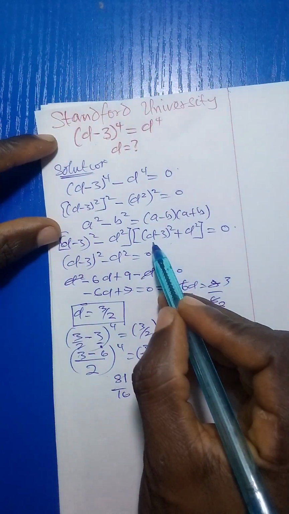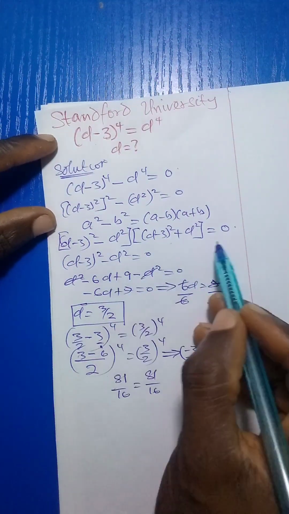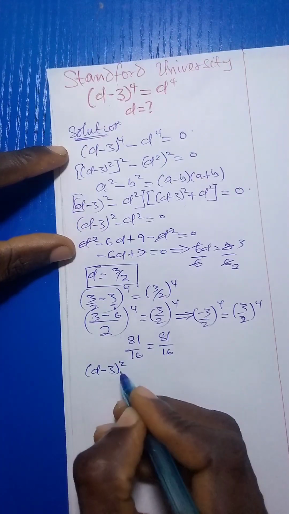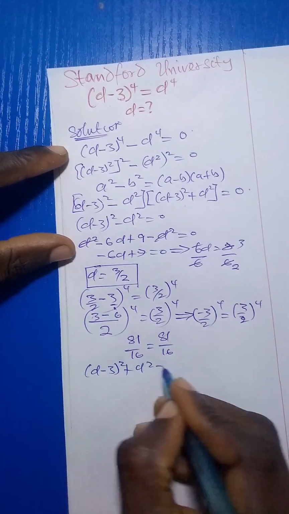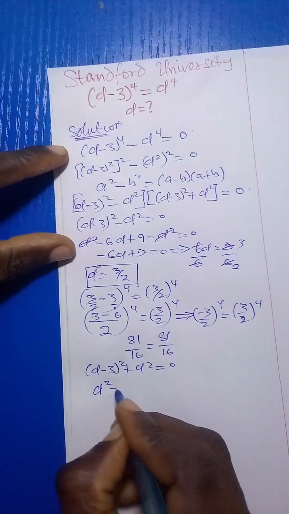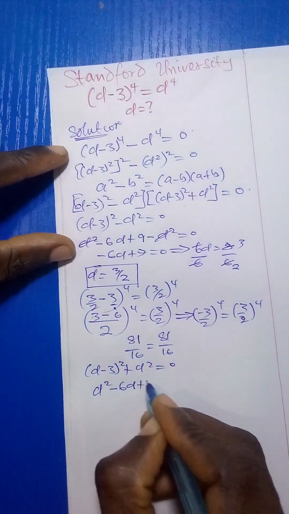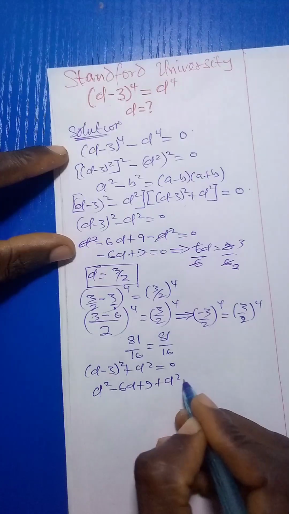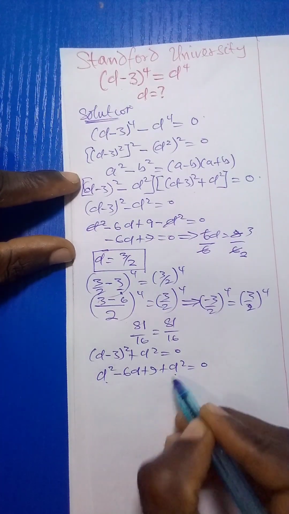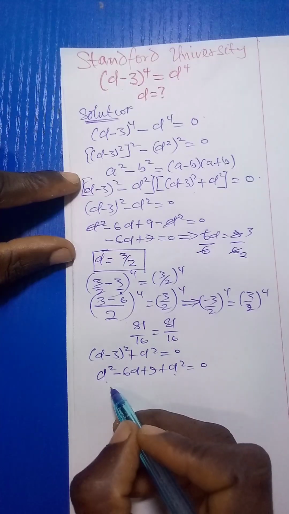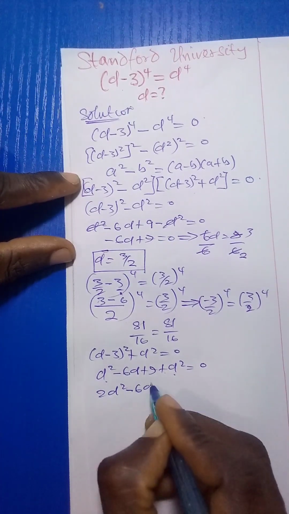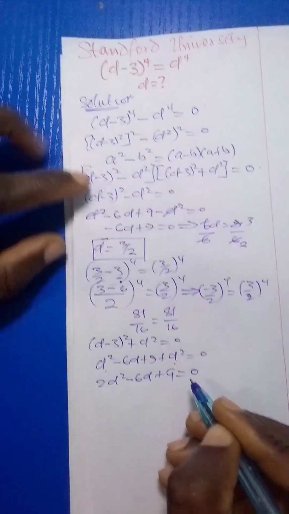Next is to equate the second part of the bracket to 0. So we have (d - 3)^2 + d^2 = 0. If we open this bracket, we'll have d^2 - 6d + 9, then plus d^2 is equal to 0. This time around, these two will add together because they are the same and the signs are also the same. So we'll have 2d^2 - 6d + 9 = 0.